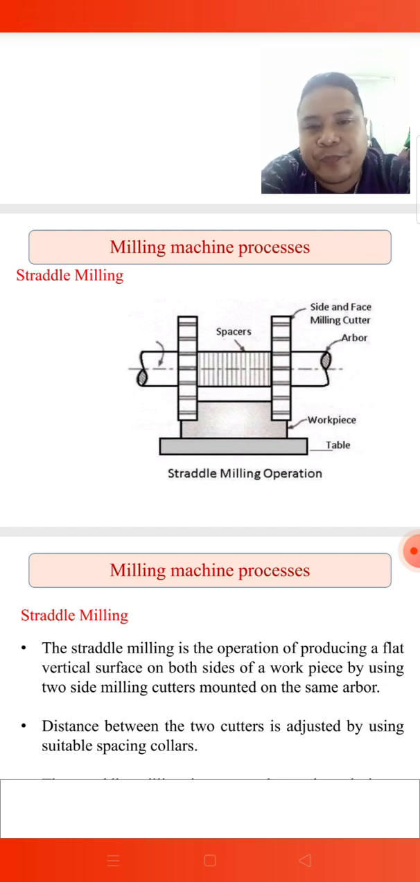Actually, it is difficult to explain the operation if it is not in actual practice, but I do my best to explain the definition of the certain milling machine processes even here in the slideshows. It is much better in actual practice. Okay, I will demonstrate later how to set up the cutting tools as well as the workpiece on the table. I will demonstrate soon.